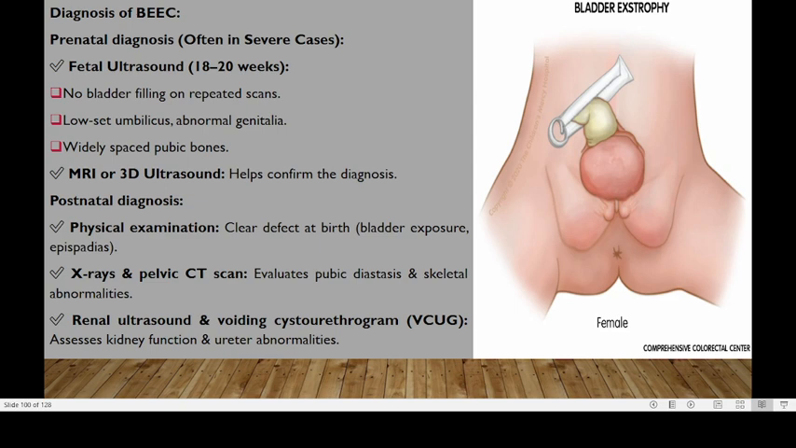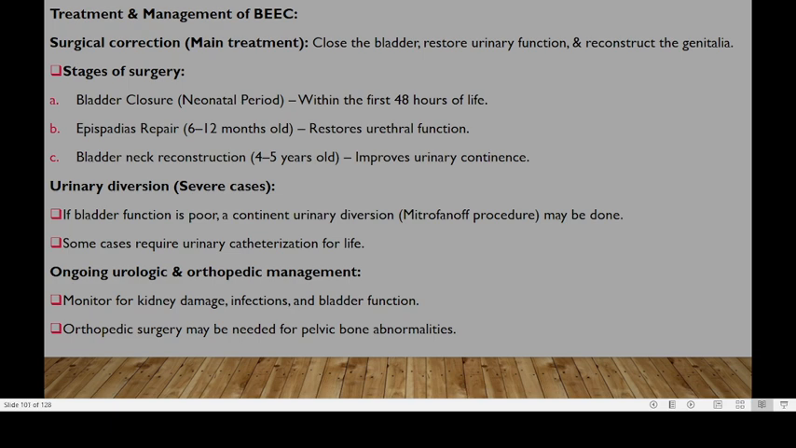MRI or 3D ultrasound can confirm the diagnosis. Postnatally, we have a clear defect at birth through the examination, so that you can see the bladder, and you can also diagnose the epispadias. We also need to evaluate pubic diastasis as skeletal abnormalities. It also assesses renal function and ureter abnormalities by the use of ultrasound. Surgical correction is the main treatment. You close the bladder, restore urinary function, and restructure the genitalia.